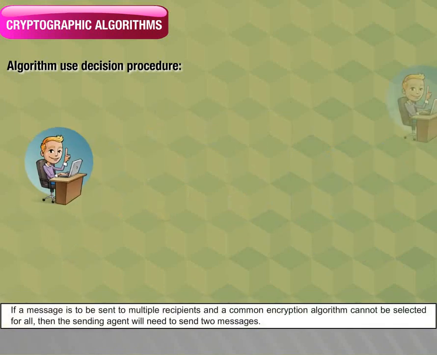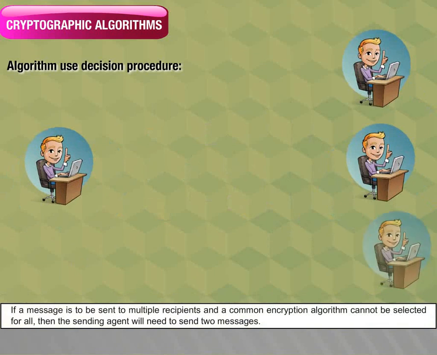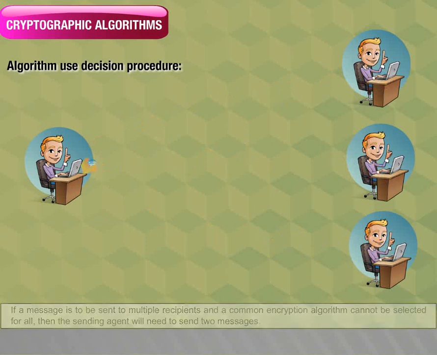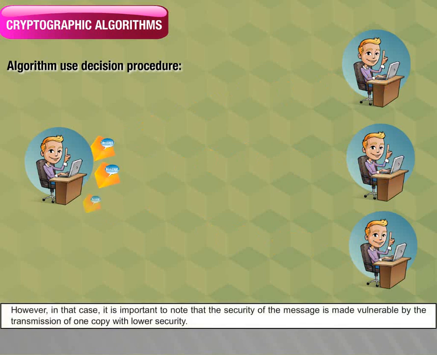If a message is to be sent to multiple recipients and a common encryption algorithm cannot be selected for all, then the sending agent will need to send 2 messages. However, in that case, it is important to note that the security of the message is made vulnerable by the transmission of one copy with lower security.